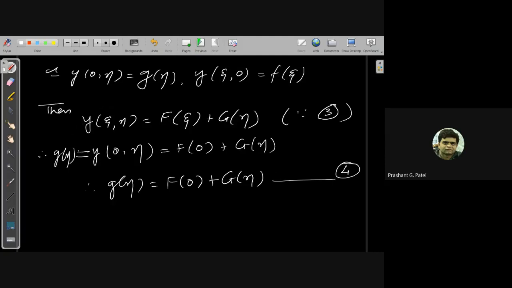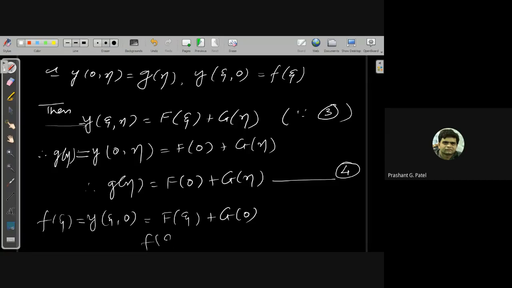Again, by putting eta equal to 0 in this equation, we'll have y of xi, 0, and that value is f of xi, which is given. We'll have it as capital F of xi plus g of 0. So that leads to small f of xi is equal to capital F of xi plus g of 0. This is equation number 5.